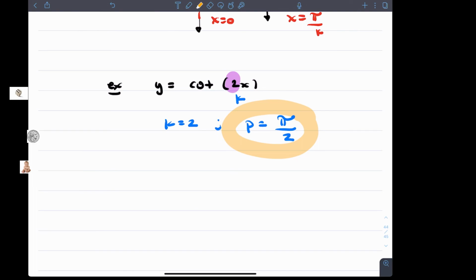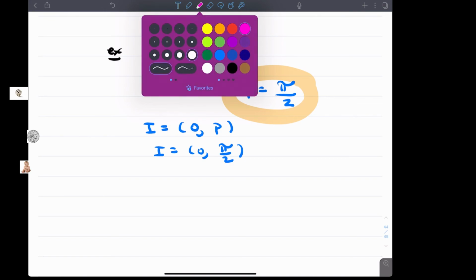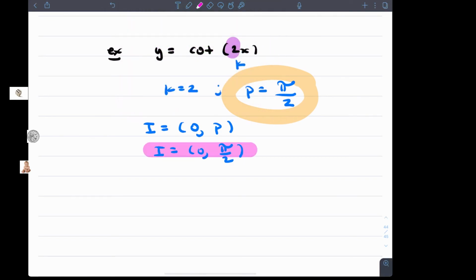Okay, you guys okay with that? You guys see what I'm saying here with this stuff? Okay. What's the definition of your interval of one cycle when it comes to cotangent? 0 to what? It's really 0 to what? The period, ladies and gentlemen. You guys know what I'm saying? So it's 0 to, in this case, pi over 2. And let's color that pink, right? Don't remember the color.